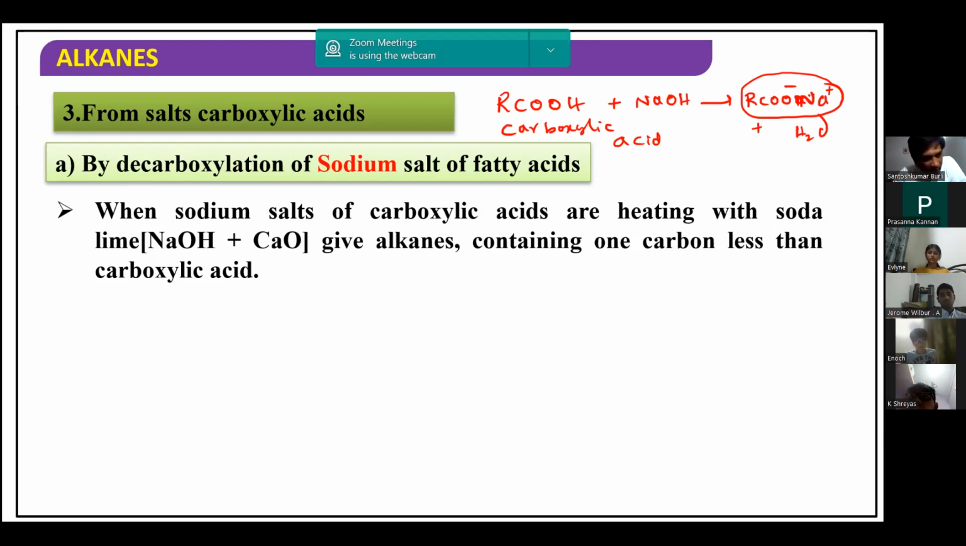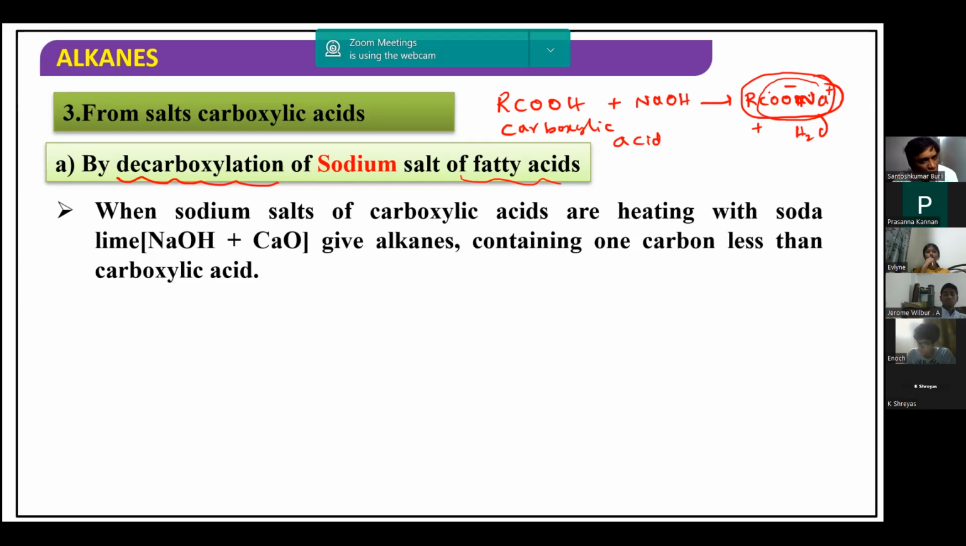There are two methods. One is called decarboxylation of sodium salt of fatty acid. Decarboxylation means removal of the carboxylic acid group. D means removal, carboxylation means carboxylic acid group. This entire group is removed during this process.